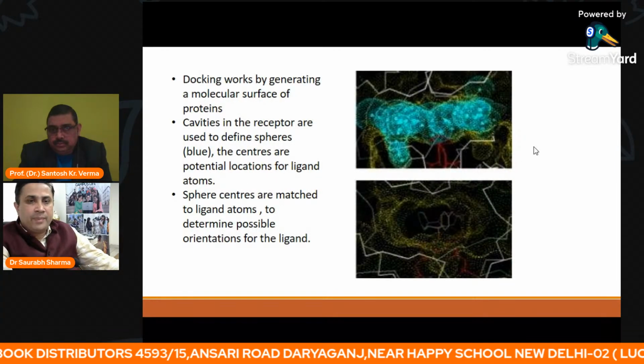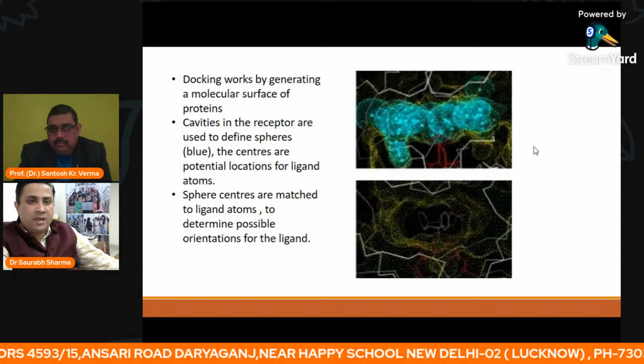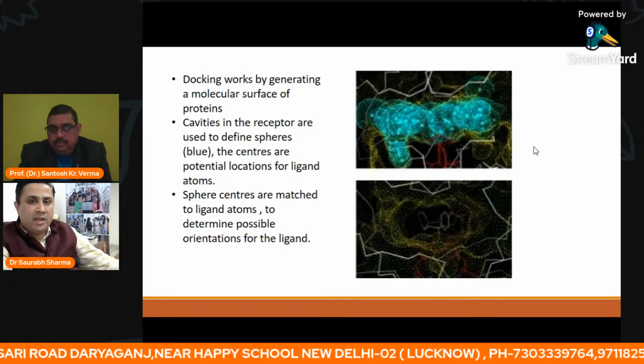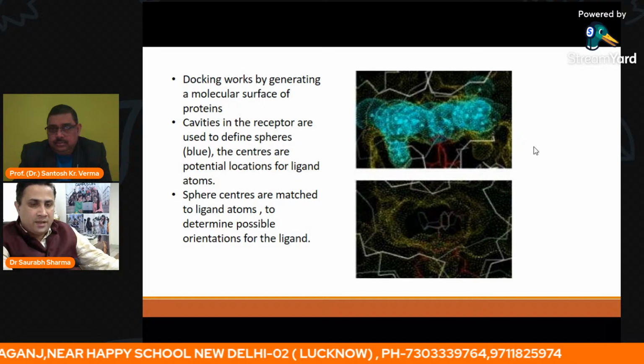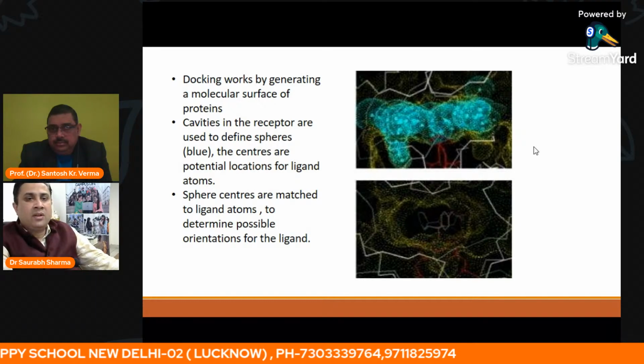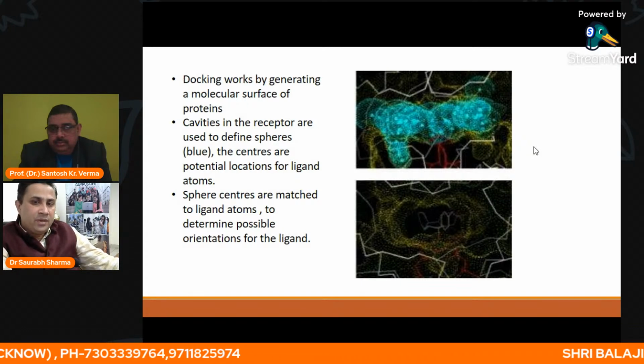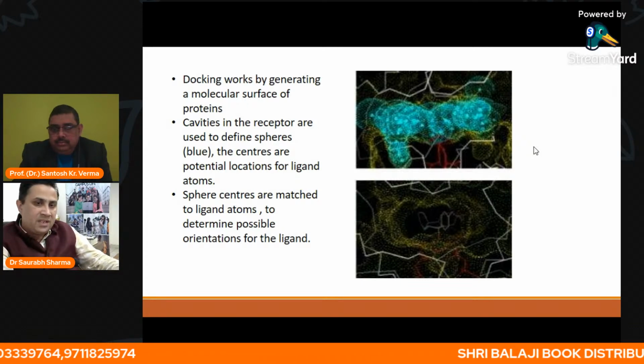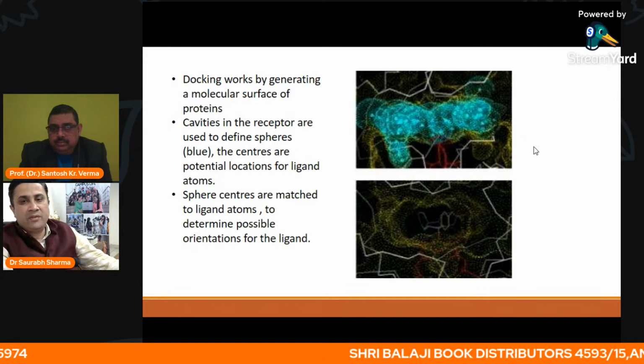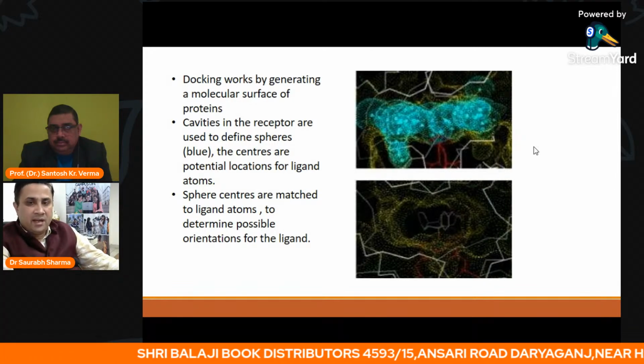Now this is a picture showing the binding of a particular molecule to the receptor, in the cavities of the receptor. It shows the binding site, and you can visualize the binding conformations, and based on those binding conformations of different compounds, the best compounds can be taken out.